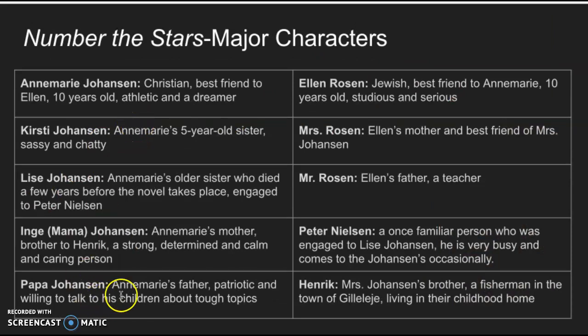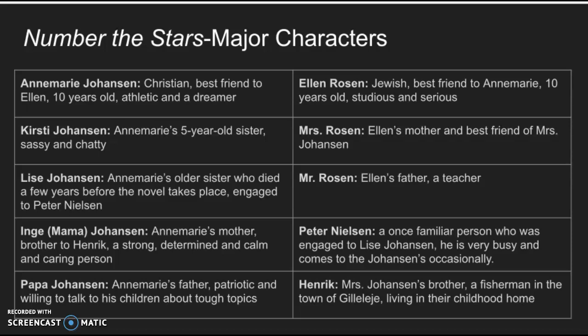There are a number of important characters. The two that are most important are at the top. Anne-Marie Johansen is Christian. She's a best friend to Ellen, and she's 10 years old. She's an athletic person, and she's a dreamer. Ellen Rosen is very different. She's Jewish. She's best friend of Anne-Marie. She's also 10 years old, and she's much more studious and serious. Kirsty Johansen, Anne-Marie's 5-year-old sister, is very sassy and very chatty.